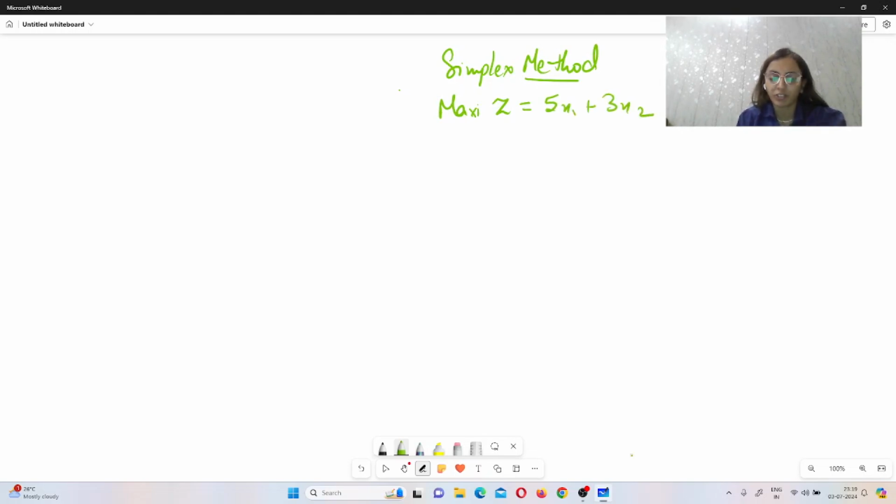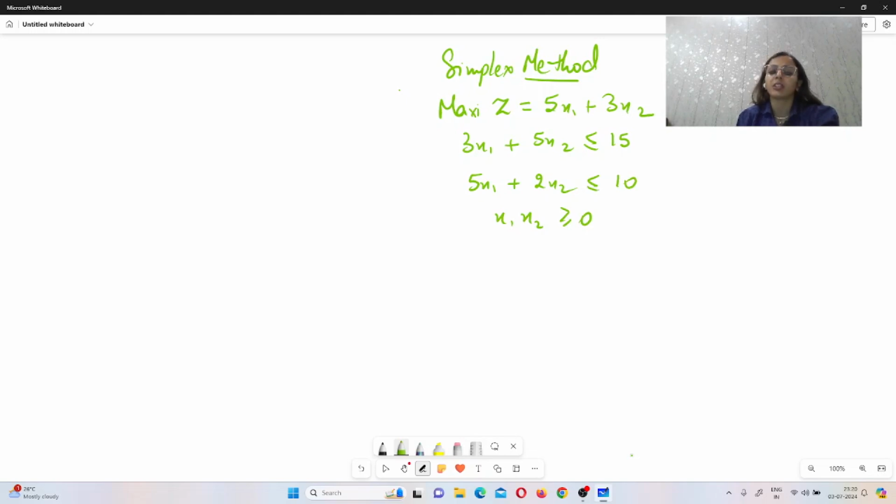And some constraints are also given to you. The first constraint is 3x1 plus 5x2 is less than or equal to 15. The second constraint is 5x1 plus 2x2 is less than or equal to 10. And the last constraint, the non-negative constraint, is that x1 and x2 are greater than or equal to 0.